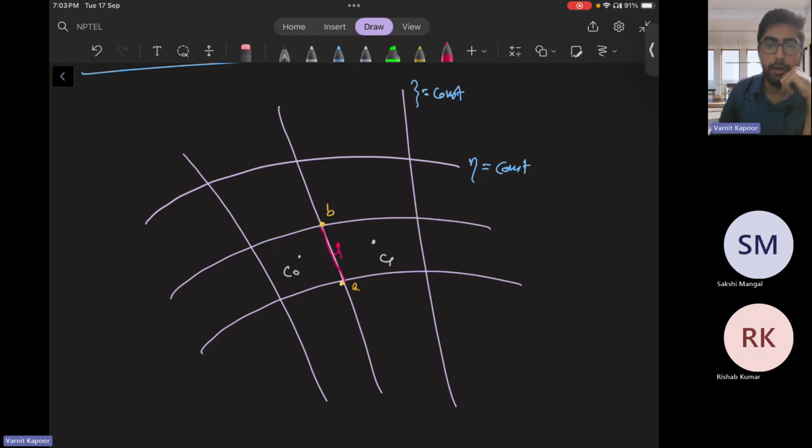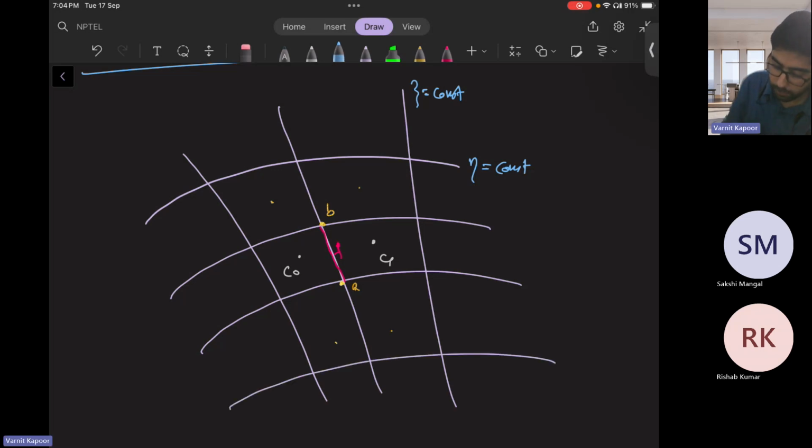Let me write the zeta equal to constant as I've written here. That changes the thing. So zeta equal to constant, and this is eta equal to constant, eta equal to constant, eta equal to constant. These are the lines which make the curvilinear mesh. So using these cell centroid values, we can calculate the values at B and A, using the cell centroid values of C0, C1, here and here.